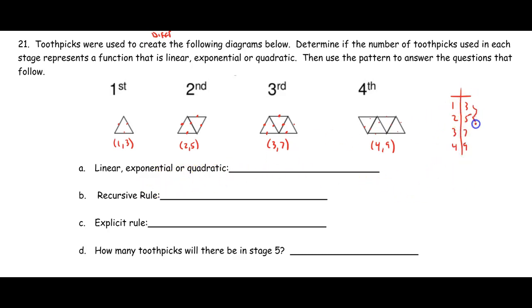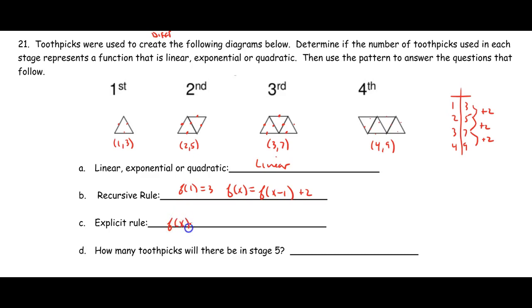If I look here, what do I have? I have a common difference of 2, which makes this linear. And the recursive rule would be f of 1 is equal to 3. Then f of x equals my previous term plus 2, my common difference.